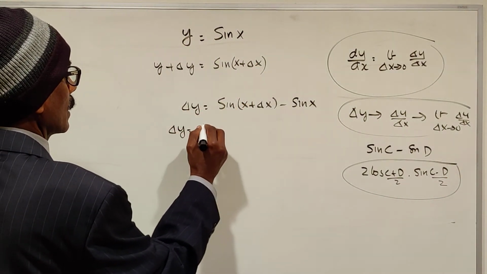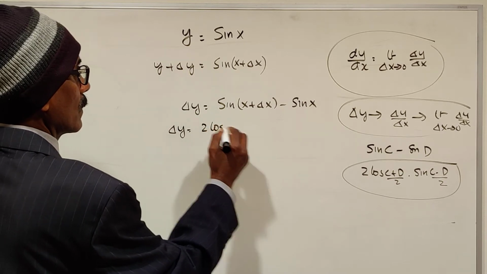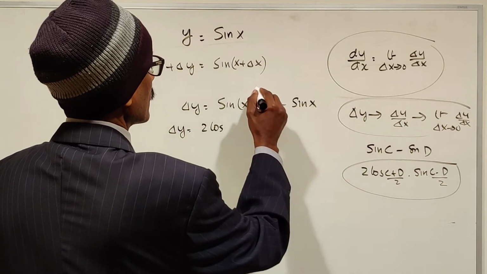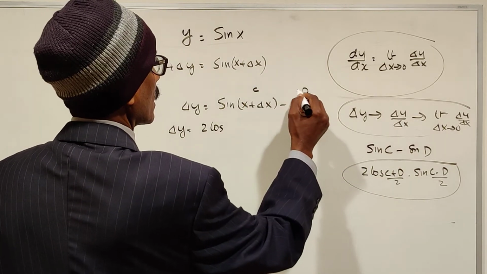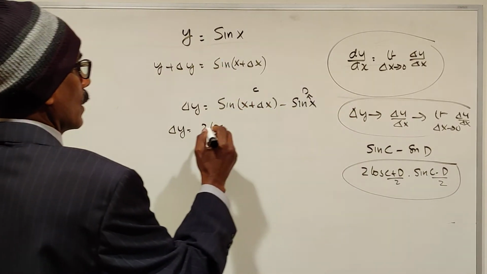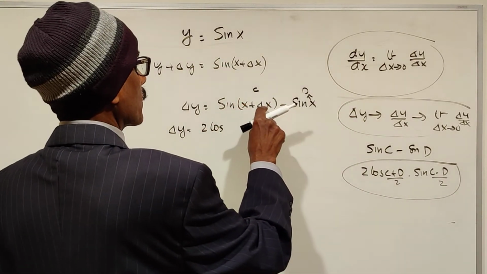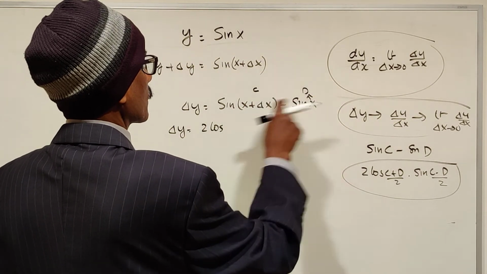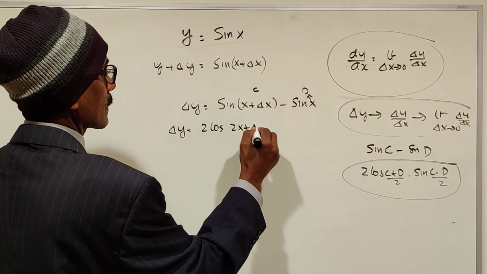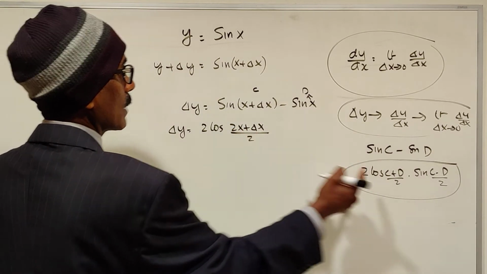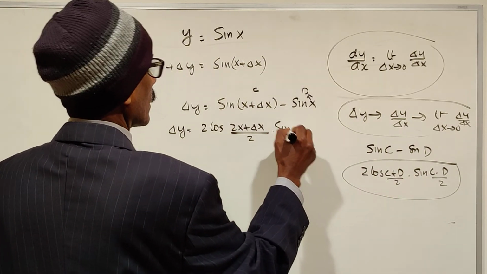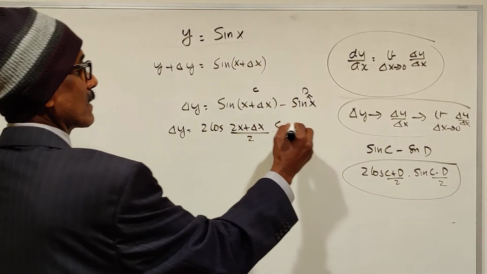Delta y equals 2 cos, what is c? C is this one, x plus delta x. This is c and this one is d. X is d and x plus delta x is c. When you add x plus delta x and x, you get 2x plus delta x. X plus x is 2x. 2x plus delta x by 2, c plus d divided by 2, then sin, x plus delta x minus x, delta x by 2.